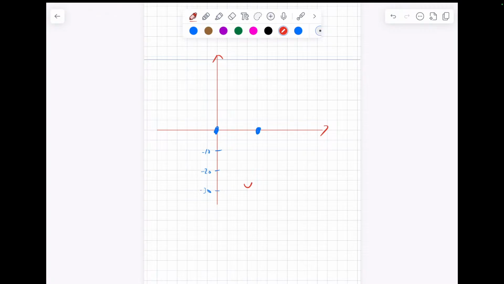Where's the inflection point? (0, 0). So we put a cross here, because every time we go through a cross, it's going to be a concavity change. And at 2, negative 16, right? Yes. It's going to be another cross. So there are 2 crosses.